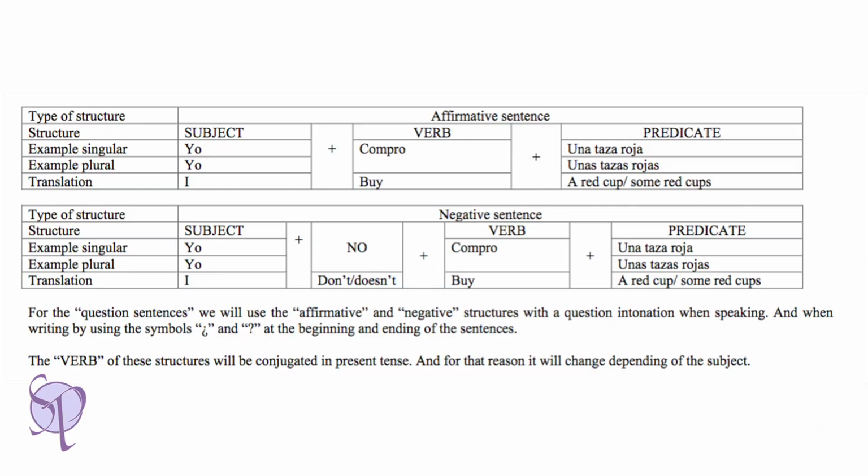This chart, as you can see, we need to put the subject, the verb, and the predicate. Our example, I buy a red cup. Subject, I, action, buy, predicate, a red cup. So what do we need to do in this case? We need to focus on the who. In this case is I, so we write yo.